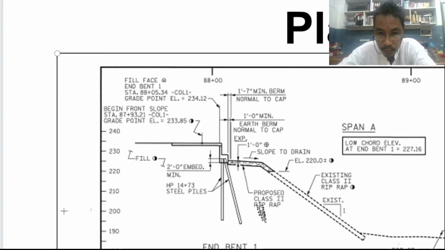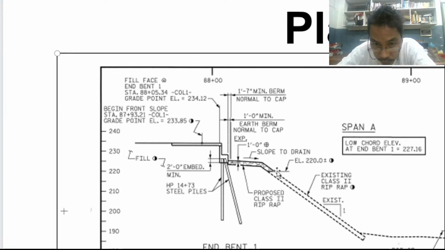As you can observe on every bridge, there is a gap. If we are talking of roads and highways, those gaps are usually called joints. We call different types of joints in roads and highways, but a bridge, because we have several components, we call that gap minimum berm. Imagine 1 foot 7 inches.